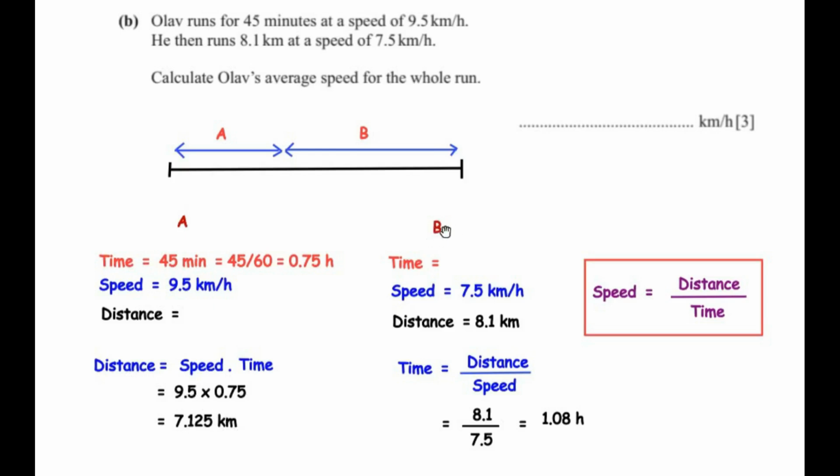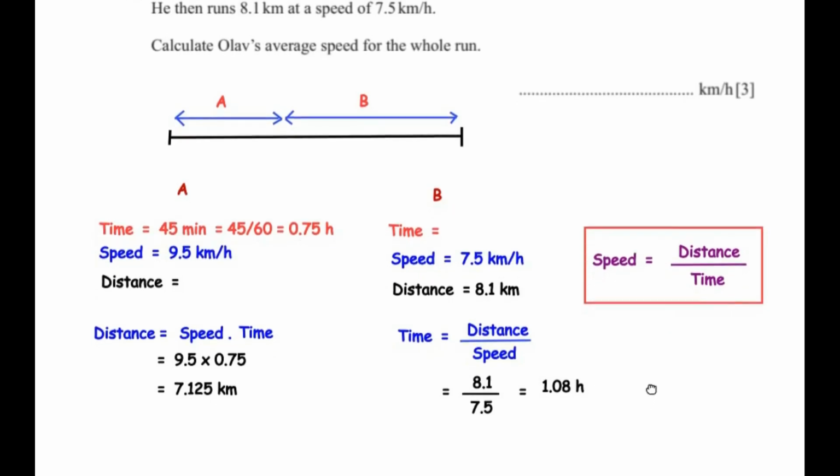Now for the second part of the journey, we are again going to rearrange this formula. So time takes the place of speed and speed takes the place of time. So here time is equal to distance over speed. Distance is 8.1 and speed is 7.5. So dividing these two values gives us the time as 1.08 hours. We have taken hours here because speed is mentioned in hours.